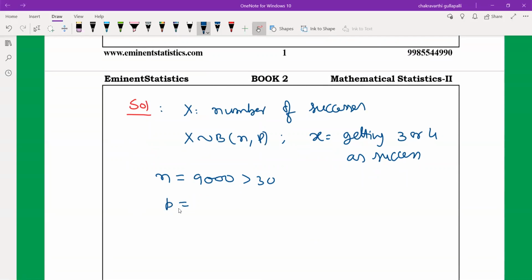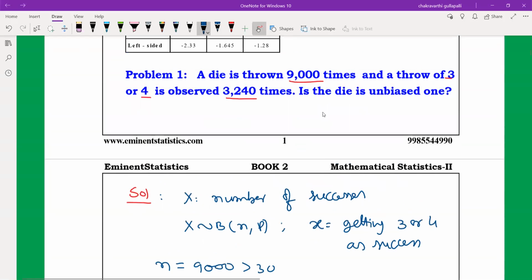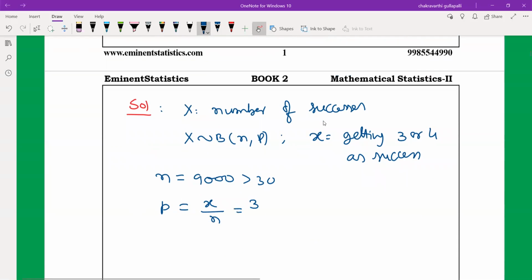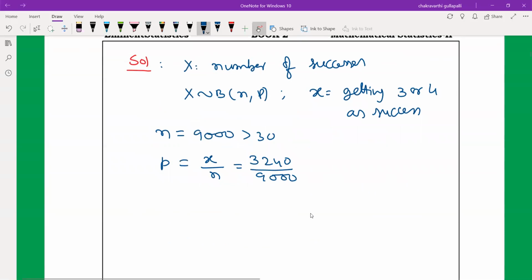Now here, small p is a sample, a random sample drawn from this population. We have to calculate p. The formula is x by n. Observed samples are given in the problem. Out of 9,000 times, 3,240 times 3 or 4 happened. So 3240 divided by 9,000. No need to simplify.